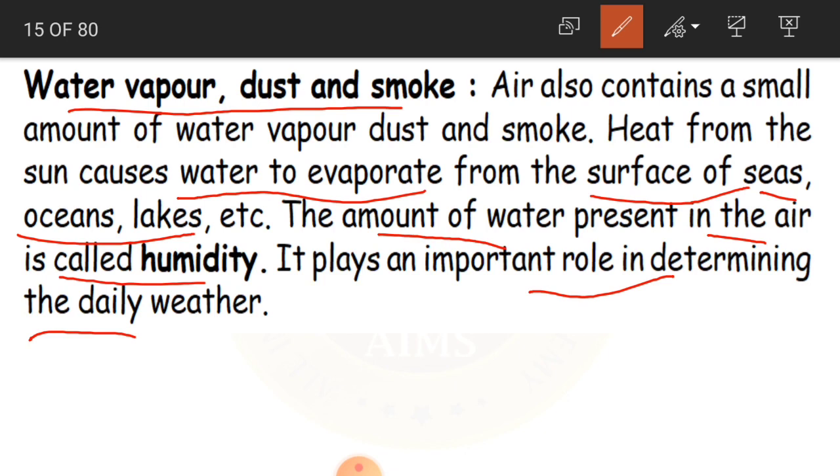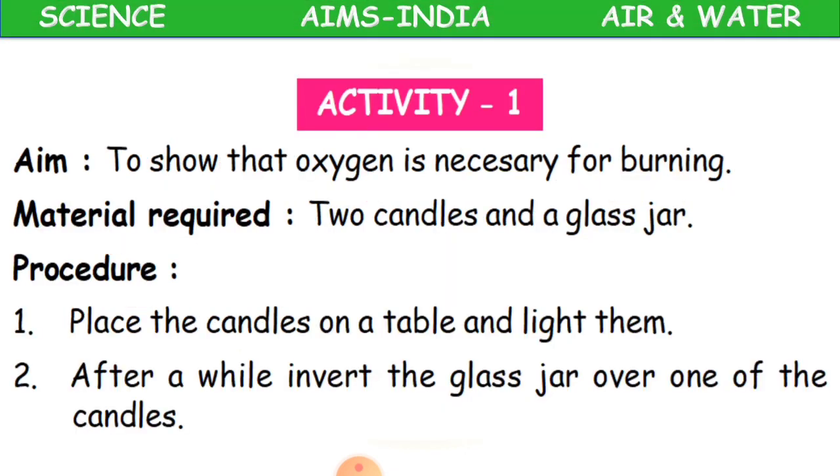Okay. So clear, children? Now we'll be learning about some activities. What is this? To show that oxygen is necessary for burning. So we have just learnt before that oxygen is very much necessary for burning. Let us learn through an experiment here. Try to do this at your home, children, but please do it under the supervision of your parents. Don't do it alone. Take your elders' help in doing this experiment. Clear? So that you will get a clear idea of this process.